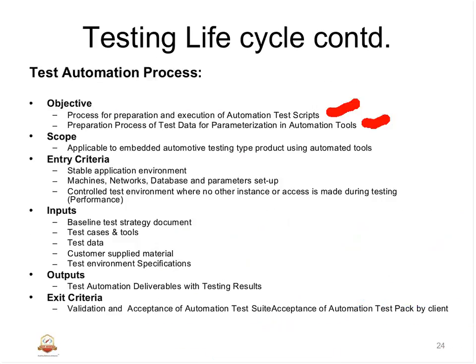Here, what we do is define the execution of automation. Automation process: the objective is the preparation and execution of automation test scripts and parameterization in automation tools. That means what are the parameters that will be used. Those parameters are usually test data inputs and test data outputs. All this will be fed into the automation tools. Automation can be done with the help of Python or DOS batch execution. All this will have test data. Test data needs to be parameterized for each of these scripts, inputs, execution.